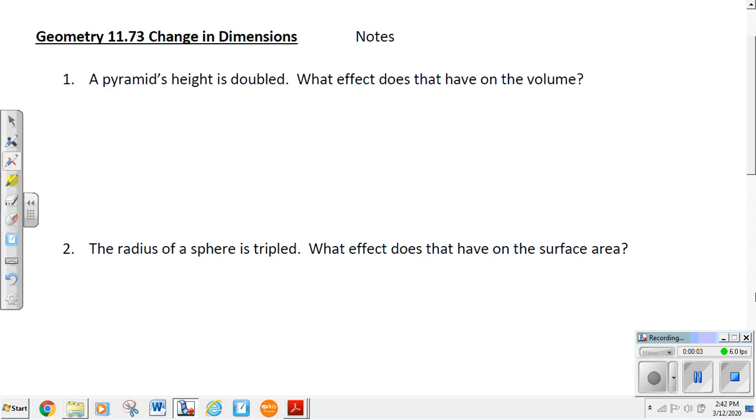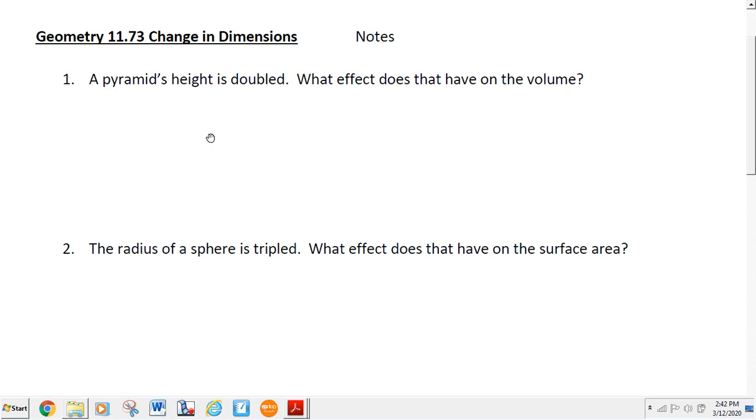This is lesson 11.73, Change in Dimensions. Here, we will take a formula, change one of the parts of the formula, and see what effect that has on volume, surface area, or something else. Number 1. A pyramid's height is doubled.